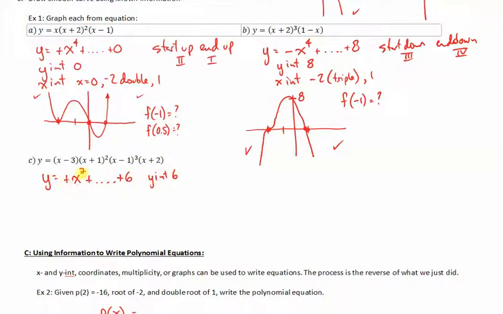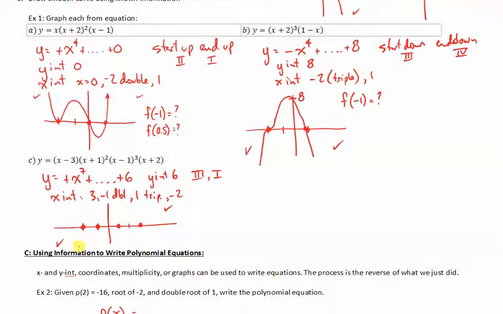Because it's positive and an odd function, it is going to begin in quadrant 3, and it's going to end in quadrant 1. X-intercepts, it's already factored, so I'm going to have an x-intercept at 3. I'm going to have a -1 double. I'm going to have x equals 1 triple, and I'm going to have -2 single. So 3, -1, 1, -2. Starts down in quadrant 3, ends in quadrant 1.